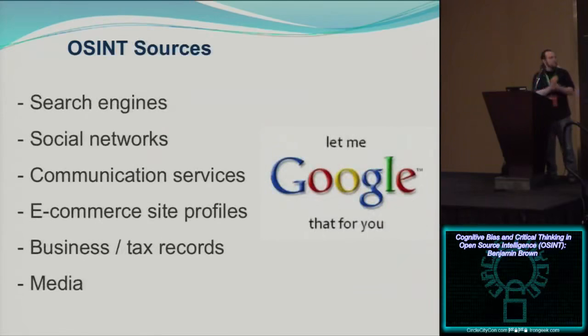So some of these sources include, of course, major search engines, social networks, communication services like IRC, e-commerce site profiles, think something like the Amazon purchasing history and commenting history. Business and tax records are really good for doing open source intelligence analysis of companies and entities, business entities. Also, media is another open source intelligence source.